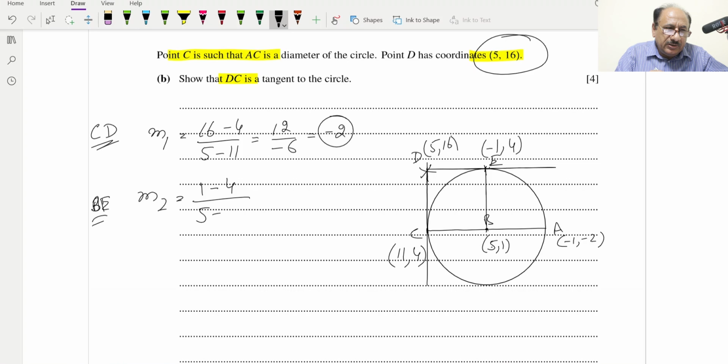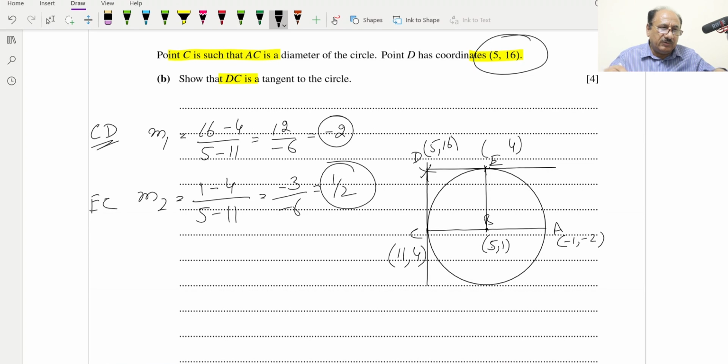This should be 11 over here, because we are adding 6 to 5. If we add this one, 11 and 4, basically this will be EC, not BC. This will be EC. So it will be 1 minus 4 over 5 minus 11. And now we can find this will be minus 3 over minus 6, which is equal to 1 by 2. So this gradient will be 1 by 2.